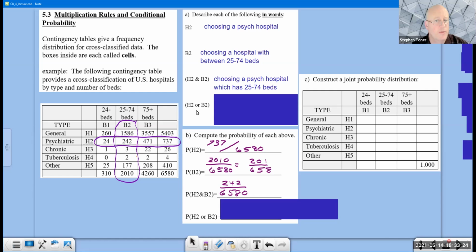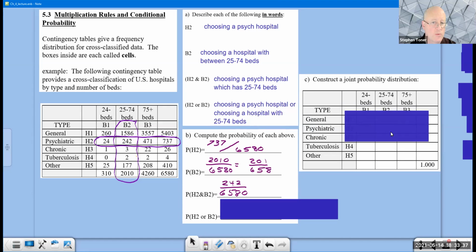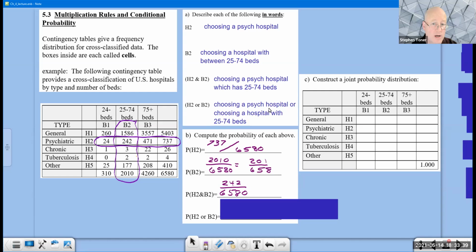Now, if I'm dealing with the word or, I'm not looking at just the overlap. I'm basically dealing with all of the hospitals in row H2 or column B2. I'm dealing with choosing a psychiatric hospital or choosing a hospital with 25 to 74 beds. And sometimes these events that are described with the word or are kind of clunky, as we saw back in the previous video.